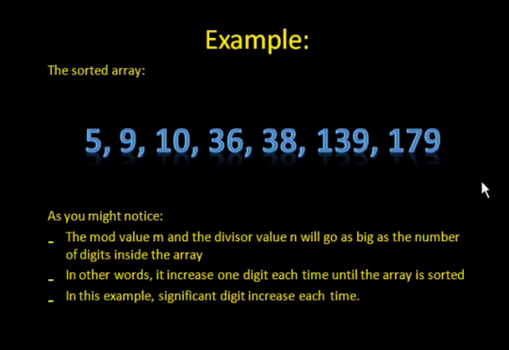As you might have noticed, the mod value m and the divisor value n will go as big as the number of digits inside the array. In other words, it will increase 1 digit each time until the array is sorted, like I've explained to you. In this example, the significant digits increase each time.